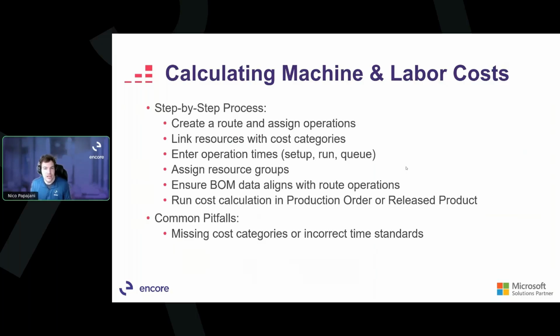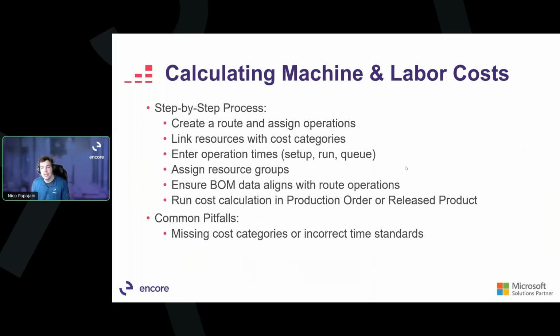And then once that's all set, you can run the cost calculation in a production order by starting a new production order, loading that released product into it and estimating the production order, or you can go directly to the released product and run an item price calculation using that BOM and route that you've set up for that released product.